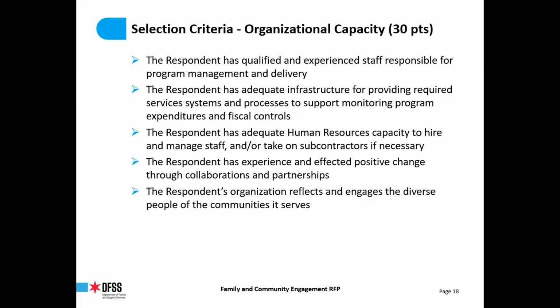Organizational capacity, this is 30 points. We want to see qualified and experienced staff as required by the RFP. We want to see an adequate infrastructure to provide the services and to support monitoring of program expenditures and fiscal controls in alignment with the federal uniform guidance. We want to make sure that you have the adequate human resource capacity to hire and manage staff and subcontractors if necessary.